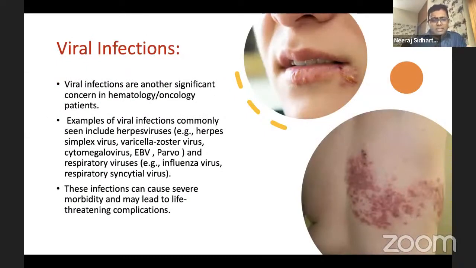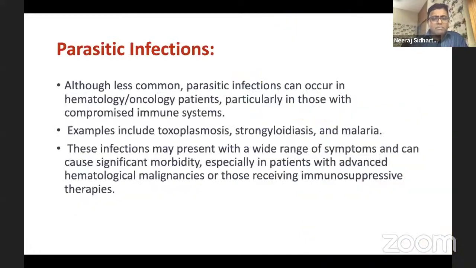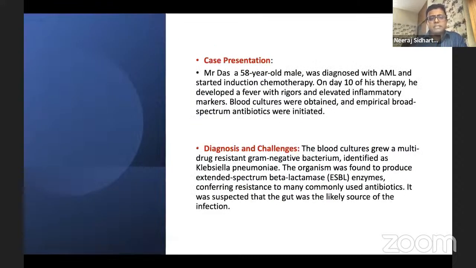The viral infections, as mentioned earlier, can sometimes be visible, like herpes simplex that you can see, or varicella zoster. Sometimes the viral infections are not visible, like cytomegalovirus may present just with fever, and Epstein-Barr virus may present with lymphadenopathy. Parvovirus may affect the bone marrow, and the patient may present with transfusion-requiring anemia. And then, of course, you have the other respiratory viral infections. The parasitic infections like malaria, toxoplasmosis, and strongyloidiasis, although they are less common, also have to be kept in mind.